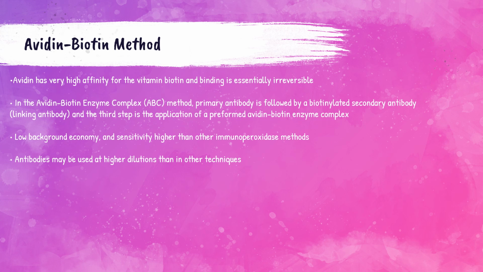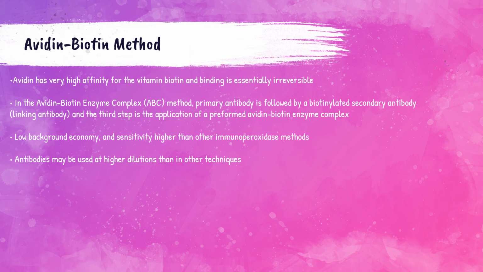Avidin has a super high affinity for the vitamin biotin. It has a way higher affinity for biotin than the affinity for antibodies for most antigens. The binding of avidin and biotin is irreversible, essentially. Avidin is isolated from egg whites and was first used in the ABC methods.